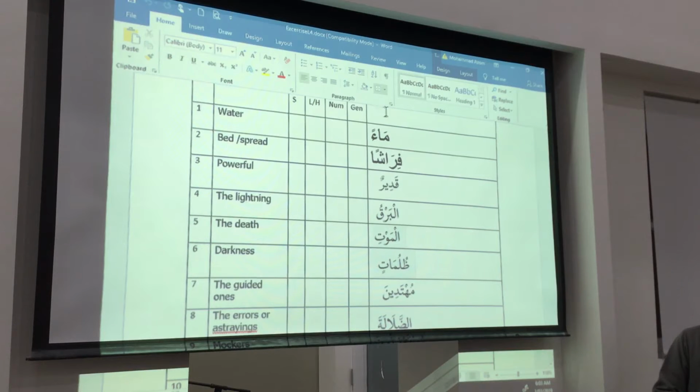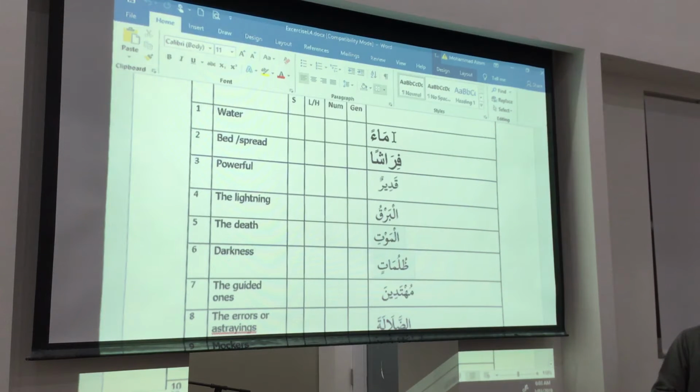Yes, first status. So you have to write down, is it Rafa, Nasab, or Jar? And then you have light or heavy, L and H, then the number and gender. If you know the number and gender, that's fine, because we haven't done number and gender of all of them. But whatever you can do, you can do. I put the meaning on the side so you can understand.